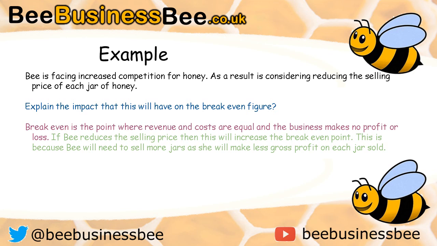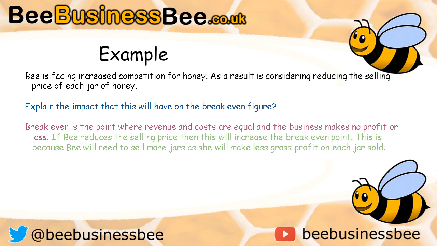So I'm going to say that if B reduces the selling price, this will increase the break-even point. So there is the knowledge shown linked to the question. I said that if she sells the items for less, she needs to sell more to break even. Now I'm going to tell you why. So notice what I've gone and said now.